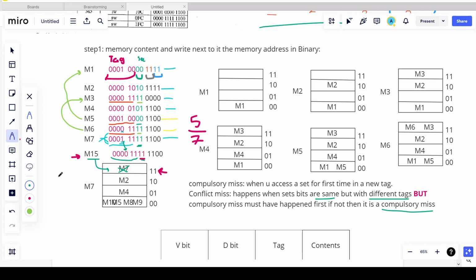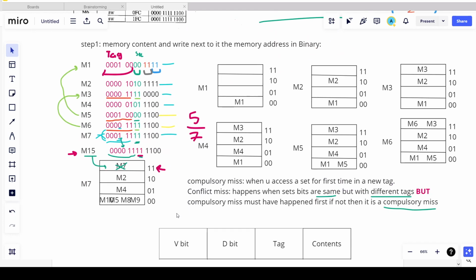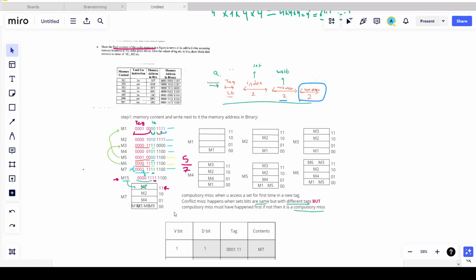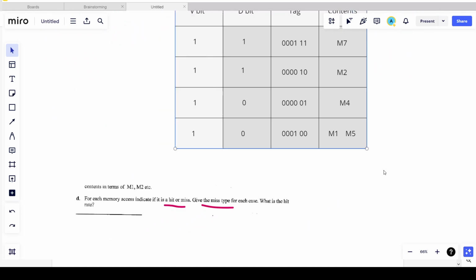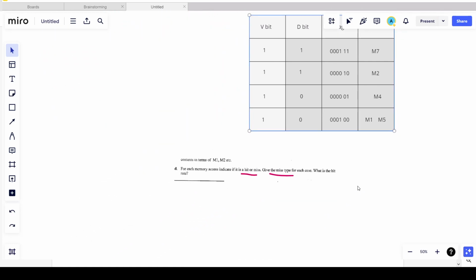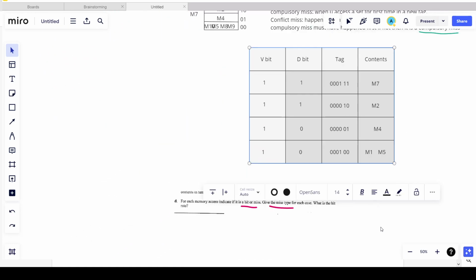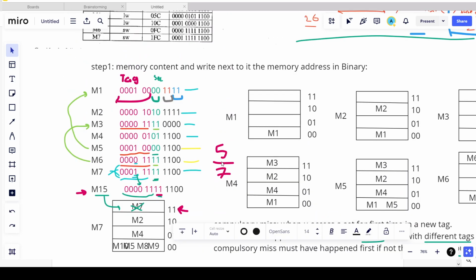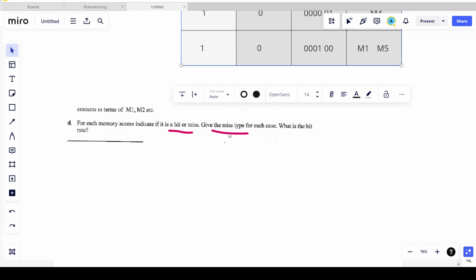I think now you are good with compulsory misses, conflict misses and capacity misses, right? Okay, cool. It says give the miss type for each case. What is the hit rate? Alright. Give the miss type for each case.